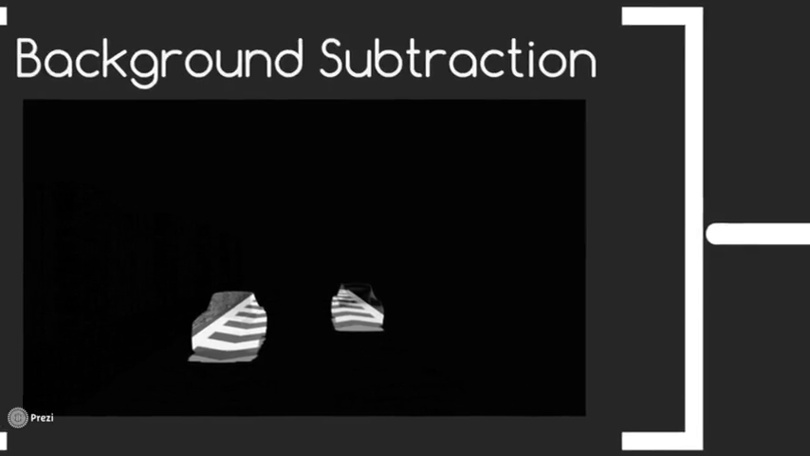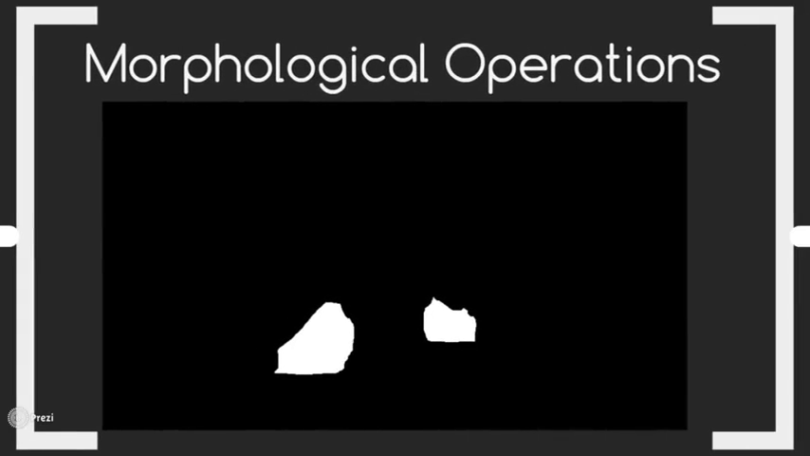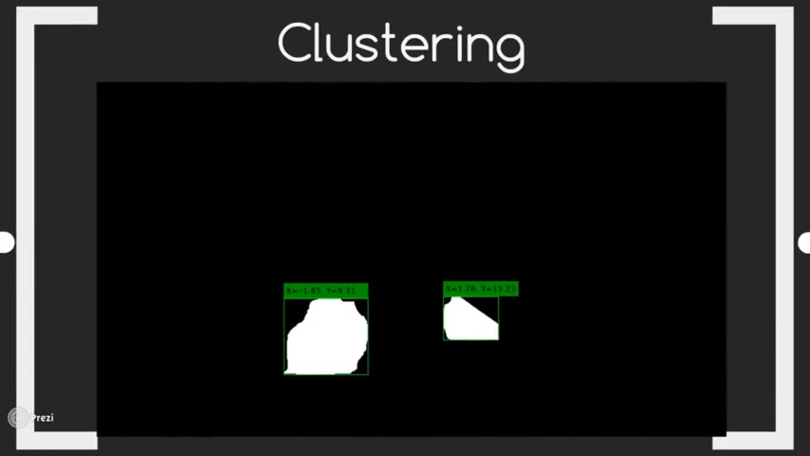The image is then binarized by means of a threshold value, classifying pixels as either a foreground pixel or a background pixel. The raw foreground pixels are filtered by various morphological operations, removing noise. These pixels are then clustered into individual blobs described by a bounding box.